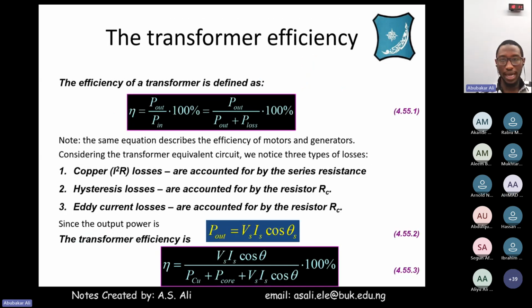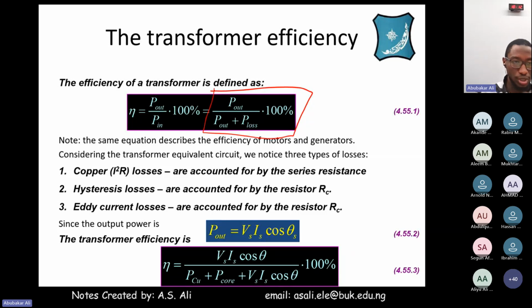And for that, we know the efficiency of the transformer is given by the output over the input, right? This is common for every system. To obtain the efficiency, you just divide the output by the corresponding input. And this gives you this equation, where the P input is whatever is outputted plus whatever is lost along the way due to either copper losses or core losses.